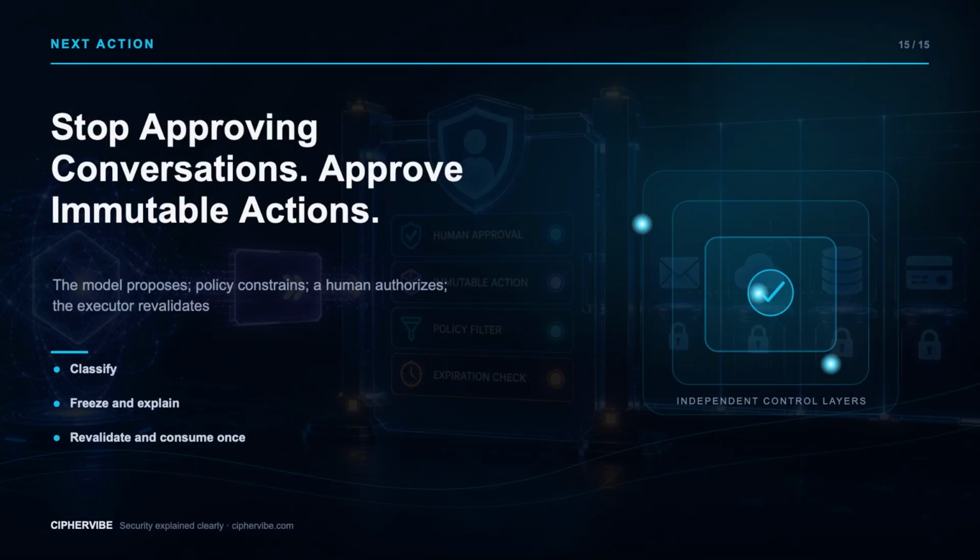Choose one consequential agent action today. Define its fixed risk class and policy. Freeze the full proposal, show the exact consequence, bind approval to its digest, and revalidate at execution. Then test mutation, replay, timeout, and denial.